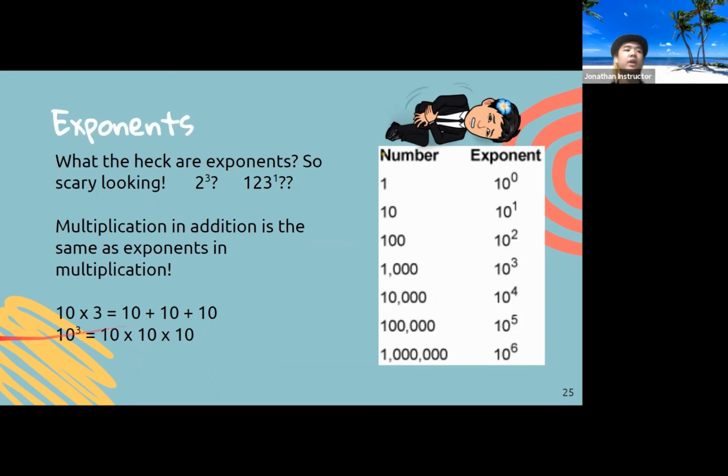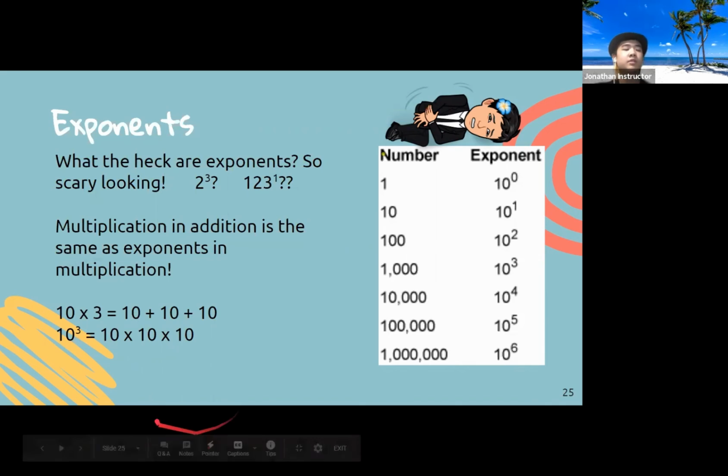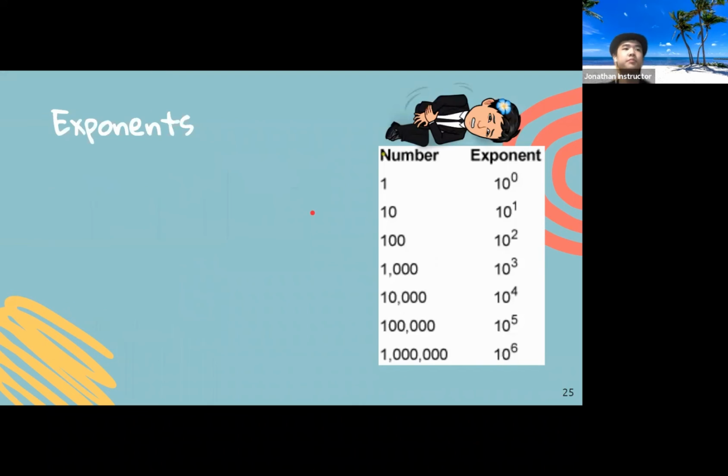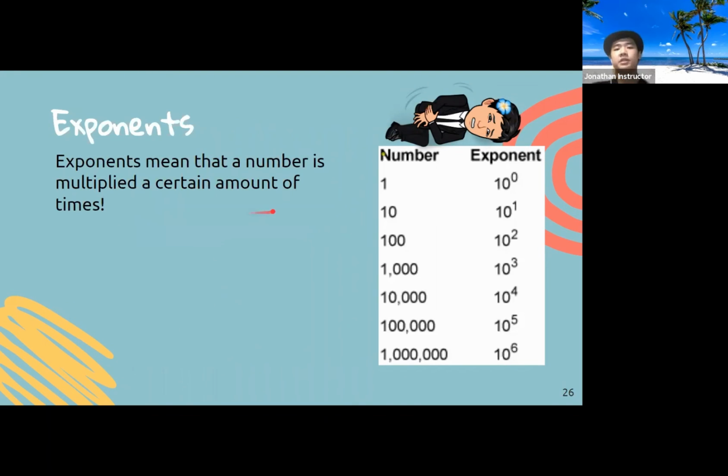Exponents are basically the same thing. So 10 to the 3 is equal to 10 times 10 times 10. It's just saying 10 times 10 times 10, 3 times. And as you can see here, 2 to the 3 is just 2 times 2 times 2, which is 8. And 123 to the 1 is just 123 itself, which is 123. All right, so basically an exponent means a number is multiplied by itself a certain amount of times instead of multiplication.